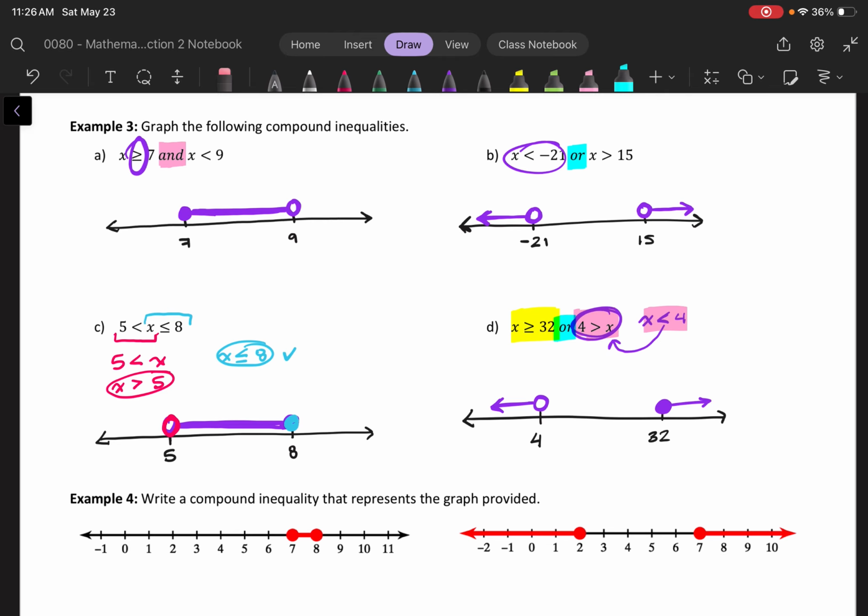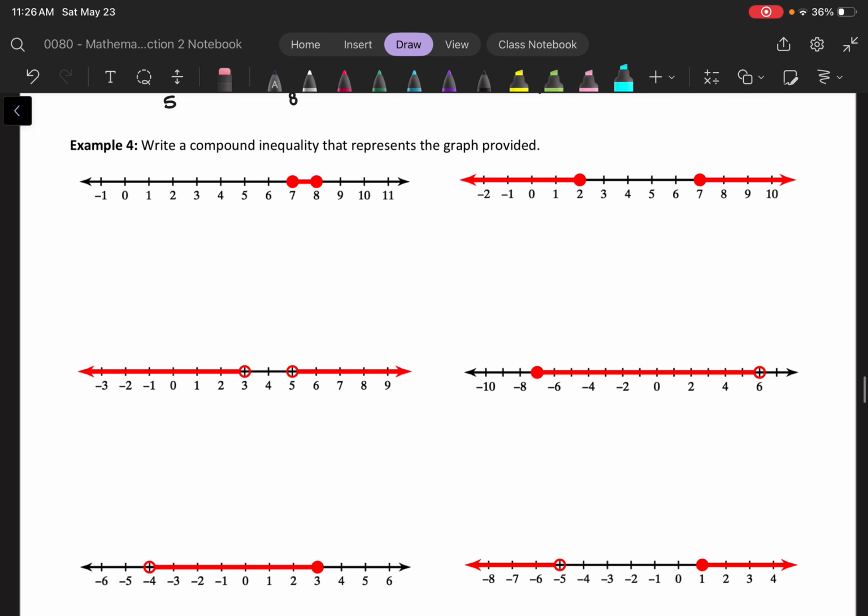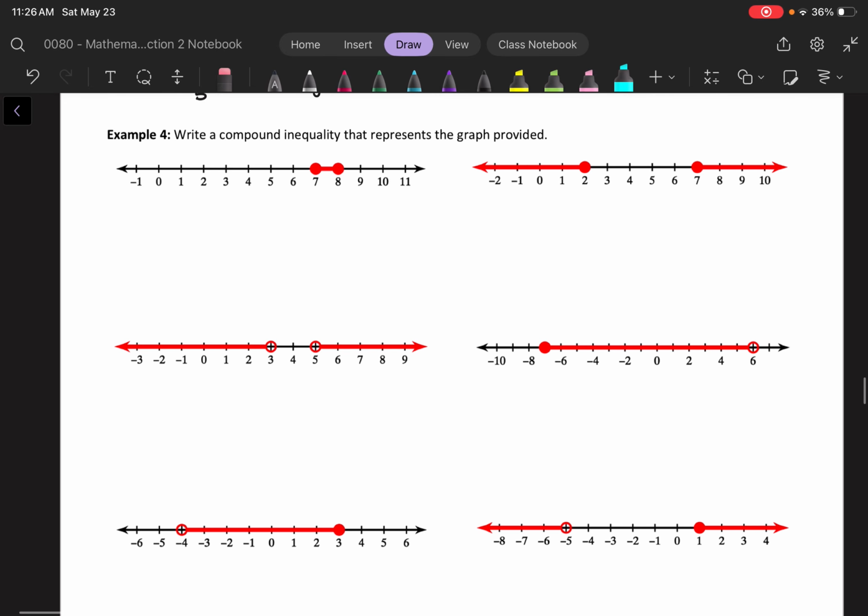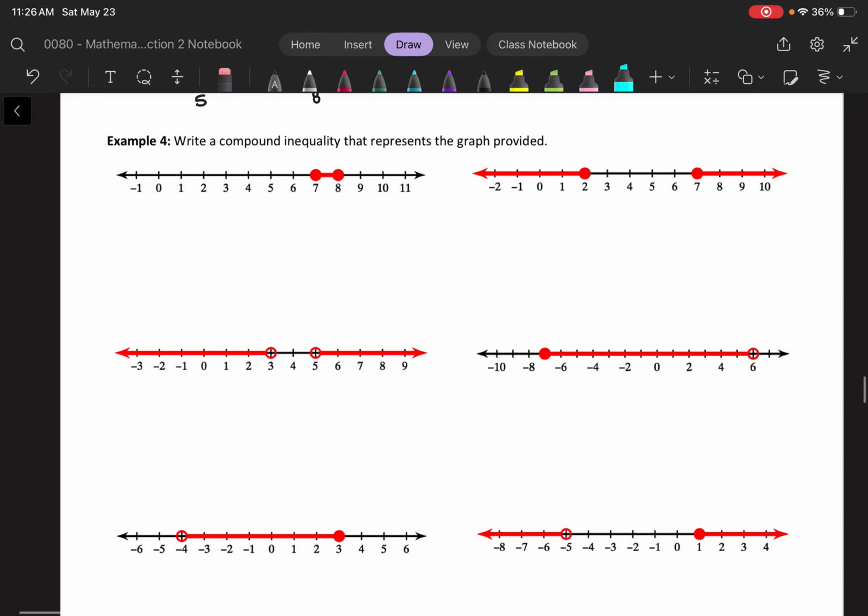Man, that's been a lot so far. But you know what? Let's keep going. We are now going to do the same thing backwards. We are going to take a look at the graphs, and then we are going to go ahead and write the inequalities. Before we get started, can you pause the video, turn to someone next to you, and tell them which situations you think are OR situations, and which situations do you think are going to be AND situations? Go.